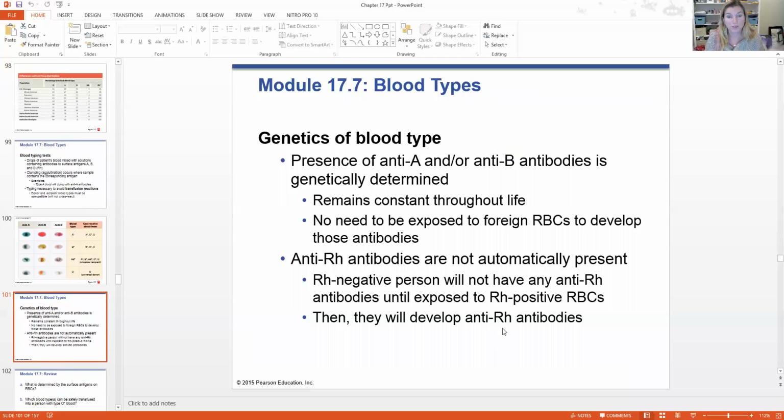Let me explain again. If you have blood type B, you naturally already have anti-A antibodies in your body, right? But if you're Rh negative, you don't already have anti-Rh antibodies. You're not born with those. You have to have what's called an exposure. Once you've had an exposure to Rh positive blood, you will then develop those antibodies for it if you're Rh negative.